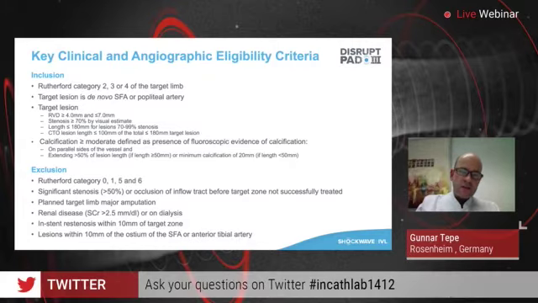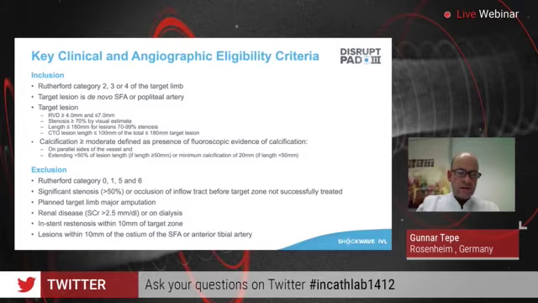Reference vessel was between 4 and 7 millimeters, and the lesion length was up to 18 centimeters, and CTOs were allowed up to 10 centimeters. And very important, only those patients were enrolled in that trial which were normally excluded from a study.